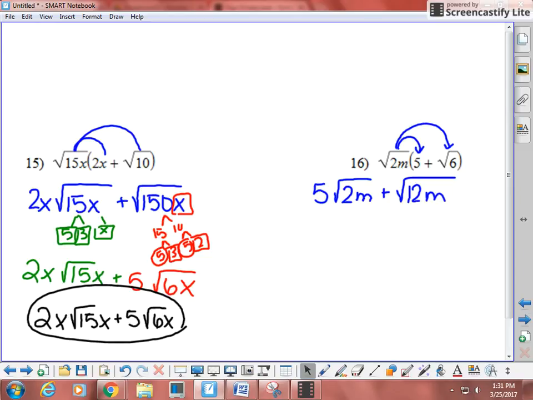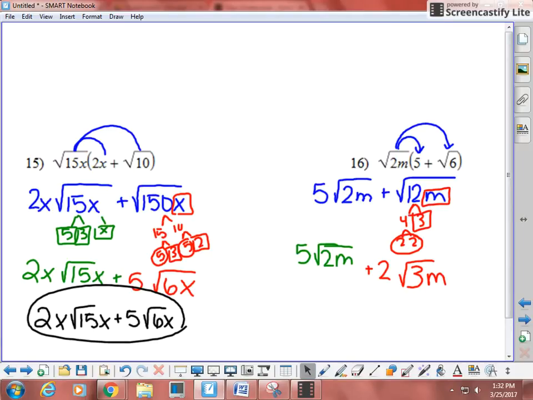All right, so let's see what I can break down. The first one can't break down at all because 2 is just 2 and 1, and there's just a single m. So I'm going to leave that one the same. The second one, 12, breaks down into 4 and 3 and 2 and 2. So I have a couple of 2's. Then I have a single 3 and I have a single m. So they both have to stay inside.